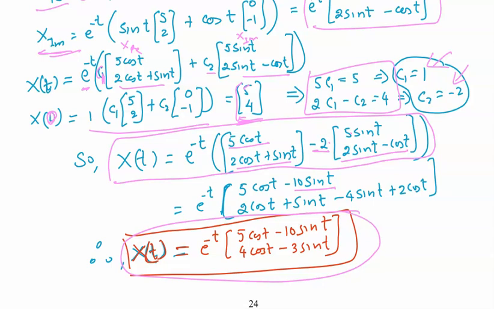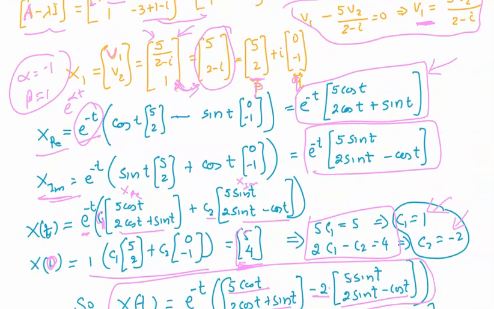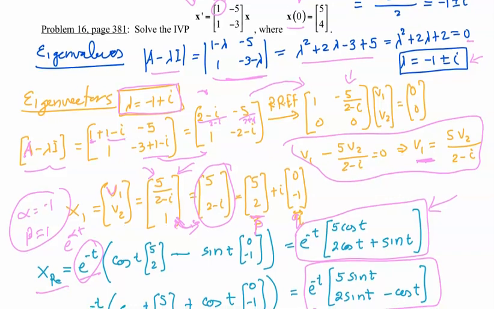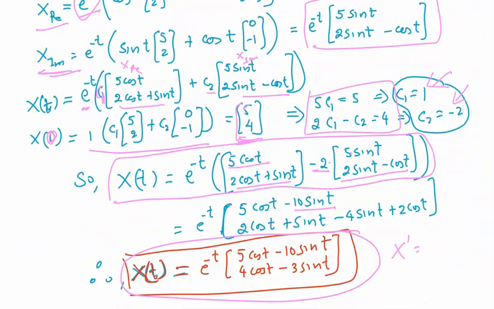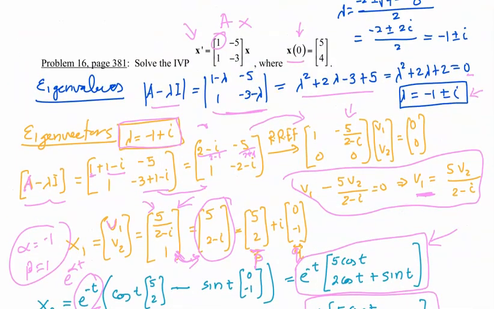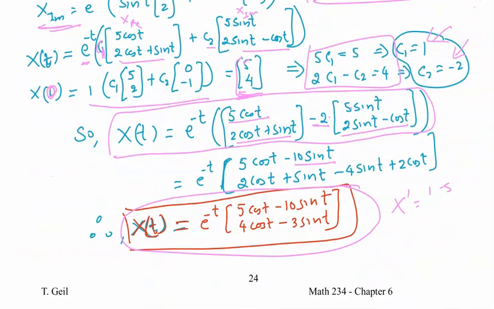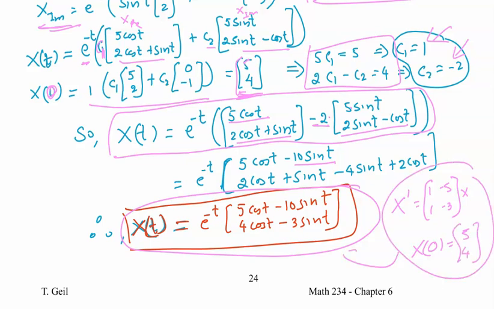So that is my solution for your differential equation, x prime equals, what's the matrix? 1, -5, 1, -3. So the matrix is 1, -5, 1, -3, and then that's your x. And then your initial condition was 5 and 4. And the solution is going to be like that.